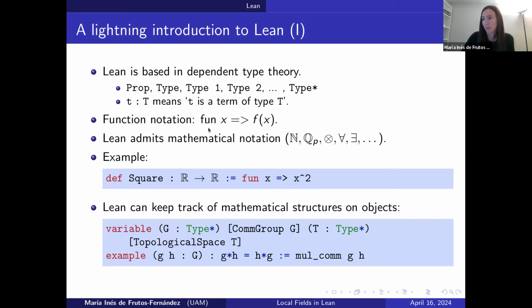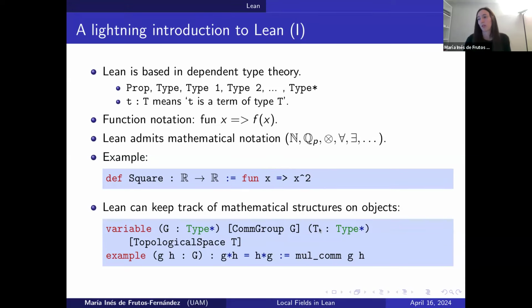You might see the function notation used at some points in this talk. We use fun x maps to f of x to define the function f of x in Lean. Something that is also a bit different about this system is that it allows us to use mathematical notation as part of the language. Common symbols like the notation for the natural numbers or the universal quantifier for all exist, and can pretty much be used within the language. To give you an example, here I am defining the square function on the real numbers. This is the function from R to R that sends an element x to the element x squared.